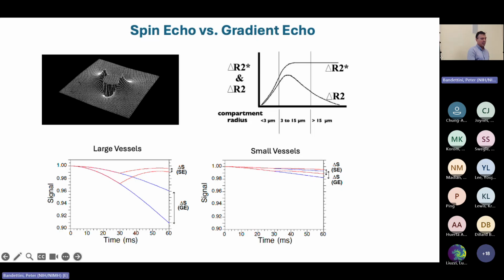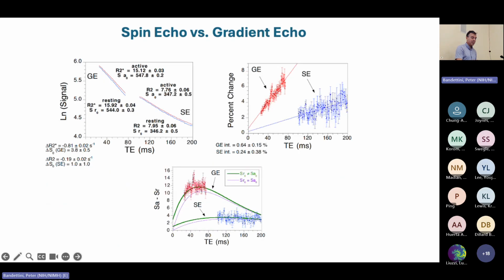And this is just basically 2 simulations that show the same thing. During rest versus activation, the large vessel shows a large signal change with gradient echo. With spin echo, the signal goes back to an echo, and then there's a tiny signal change. With small vessels, it's still small, but it's on the order of gradient echo.